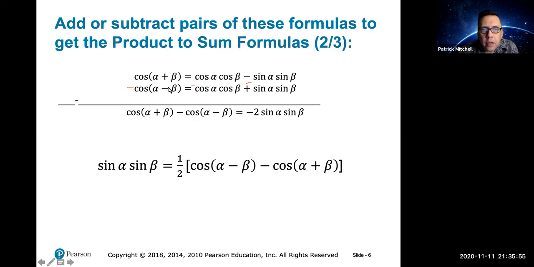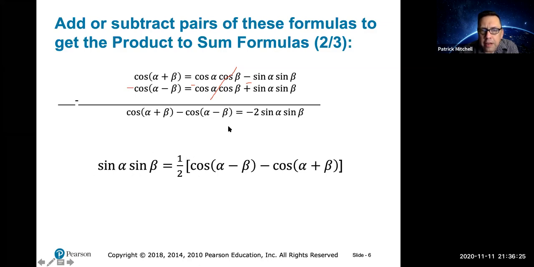And so now you can think of this as addition. So this time what's going to cancel, sorry, let me get my pen back, are these two. All right, and so when I add these two together, I'm going to get -2 sine alpha sine beta. And so if I multiply both sides of this equation by -1/2, I'm going to get sine alpha sine beta.